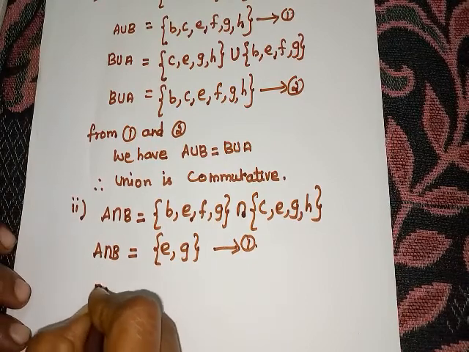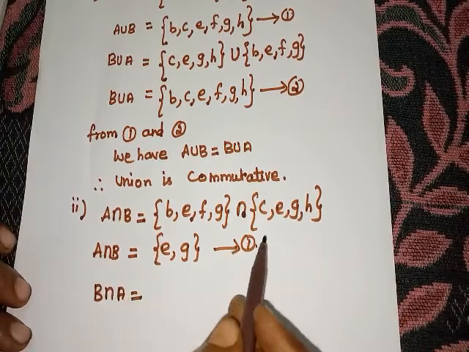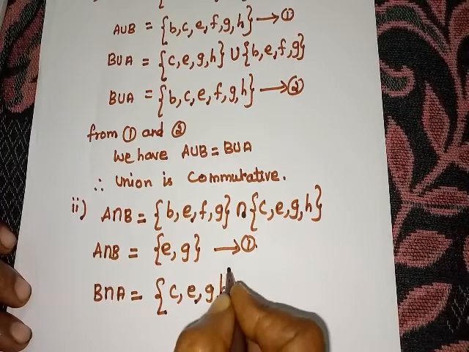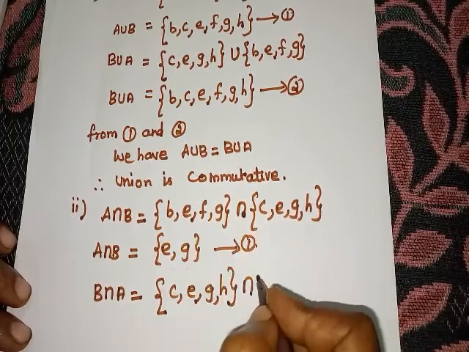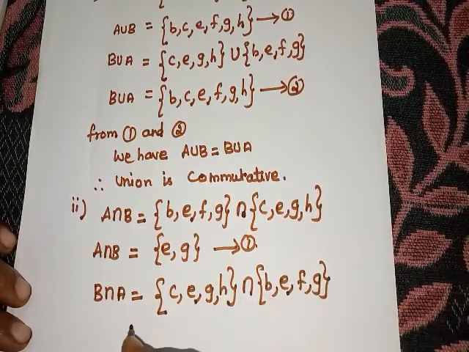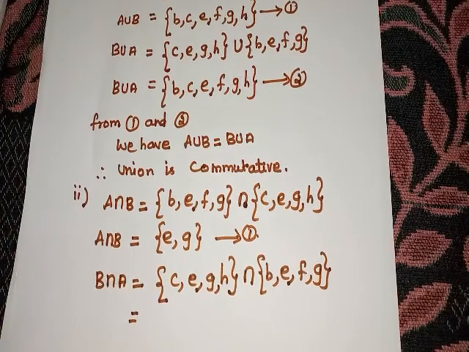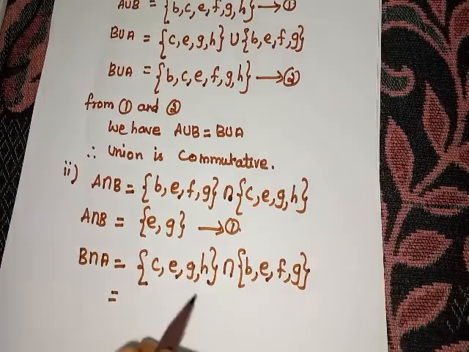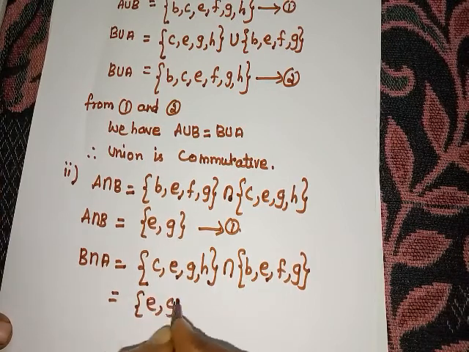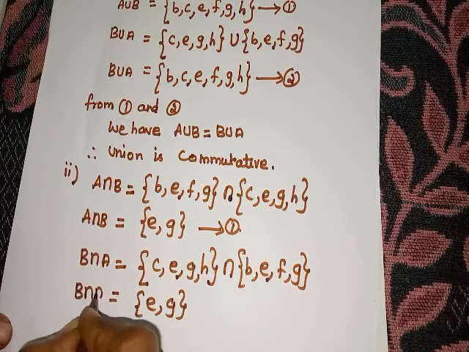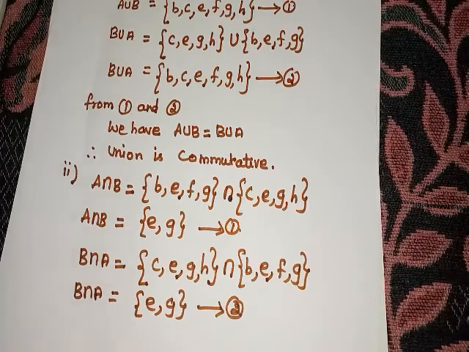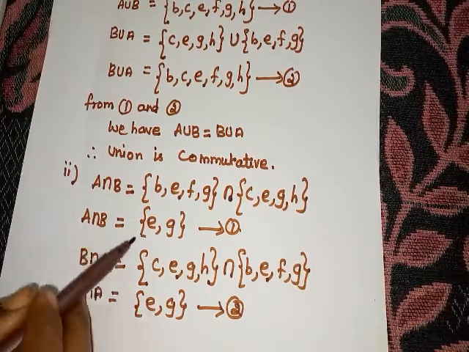Similarly, B intersection A we have to find. B intersection A is equal to, first of all we write the B set, that is C, E, G, H, intersection A set, which is B, E, F, G. Now the common values. Which elements are in both sets? E, G. E and G are in both sets. So B intersection A is equal to E, G. This is equation number 2. Now compare equations 1 and 2. When we compare, both sets are equal.